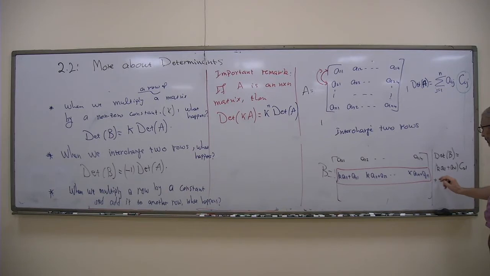Plus K A12 plus A22 multiplied by C22. Again, C22 is the same as you have it here. And you keep going here. Plus K A1n plus A2n and here C2n. All right, so that is going to be the determinant of B.